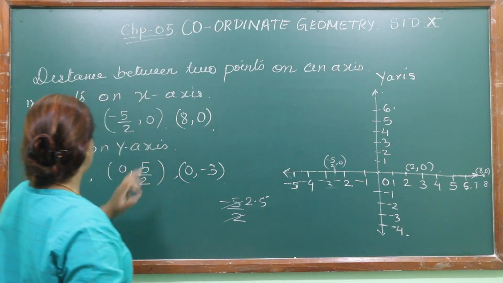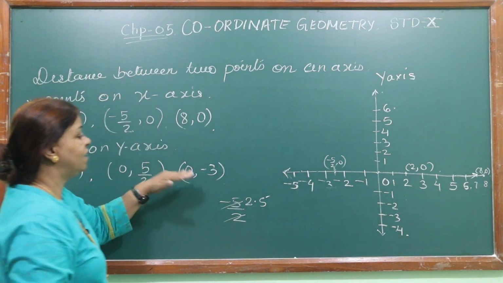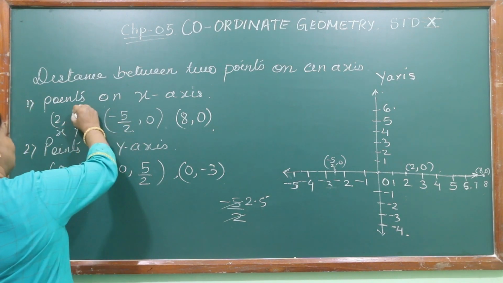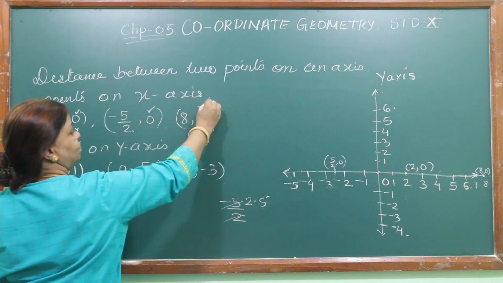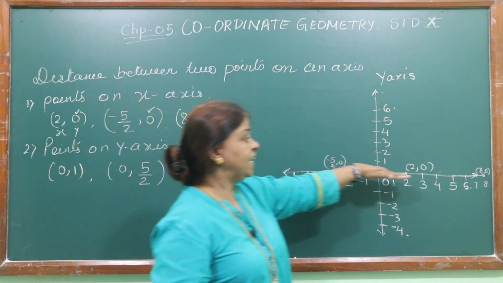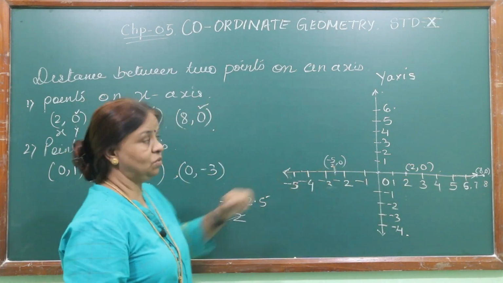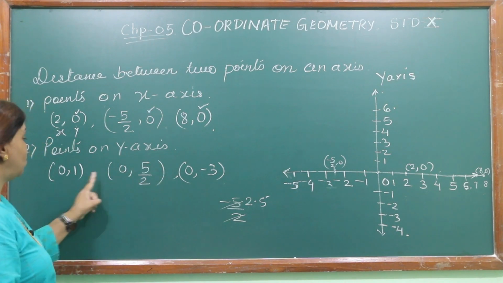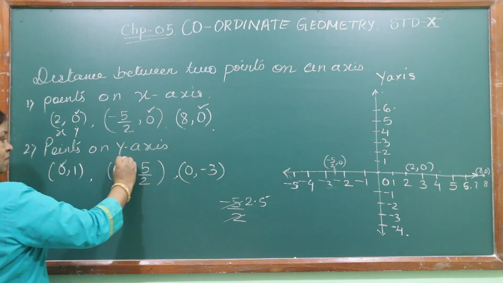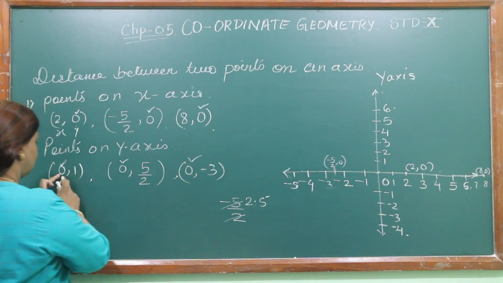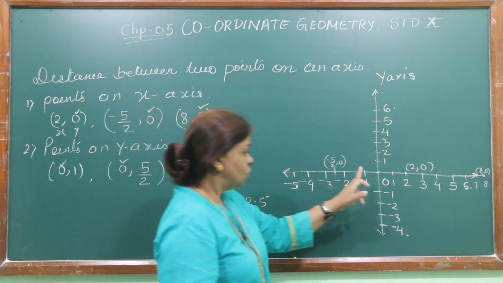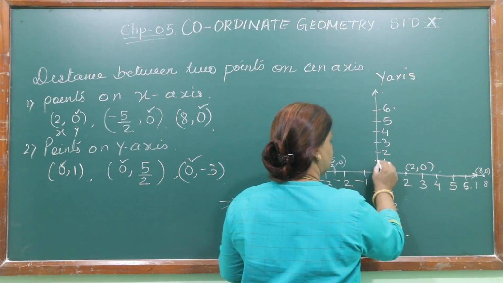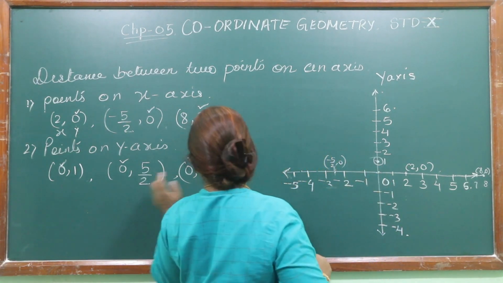Points on the y-axis: all the x coordinates will be 0. See, we saw points on the x-axis: all the y coordinates are 0. The points which are on the x-axis, all the y coordinates are 0. And points on the y-axis means all the x coordinates will be 0. See, x coordinate will be 0. (0, 1): one step on the y-axis. So this is your coordinate here.